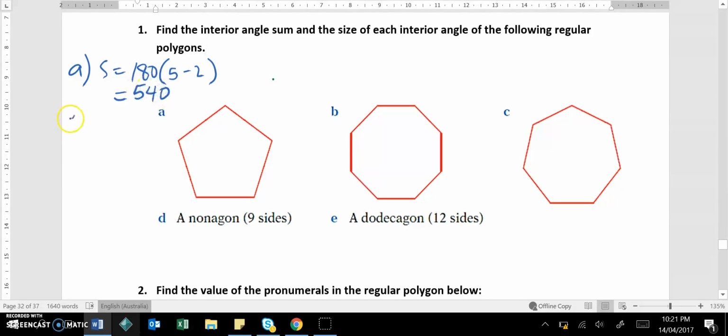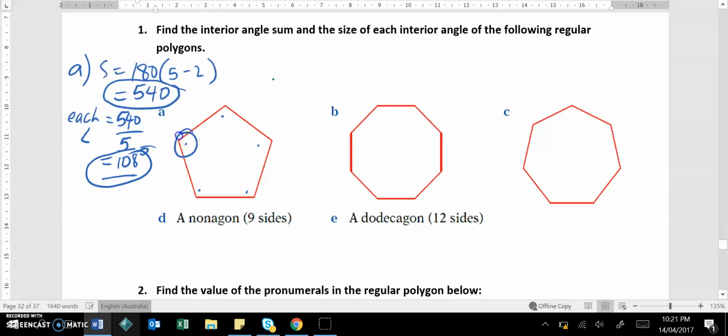If I then want to work out each angle, I would do that answer divided by the number of sides, which in this case is 5, and that gives me 108 degrees. So this is the sum of all the angles inside the pentagon, and this is just the size of one of those angles. That's the difference between the two.